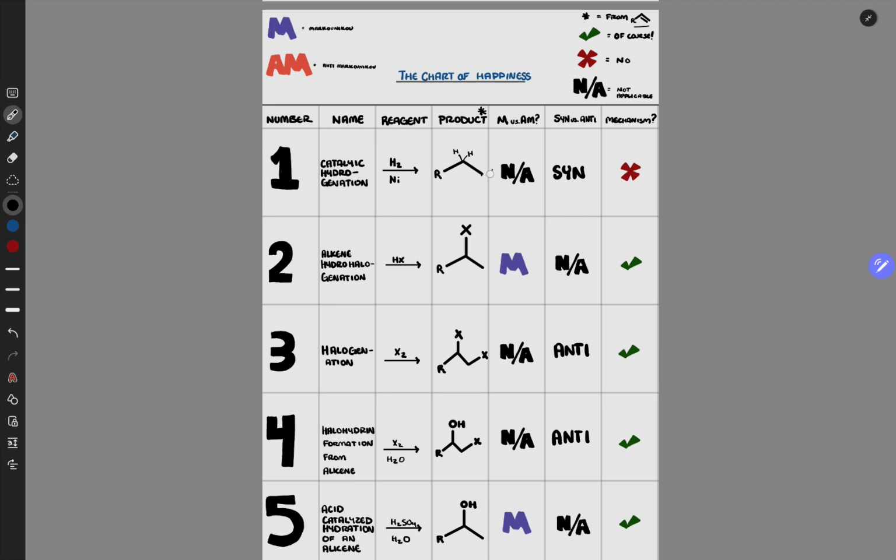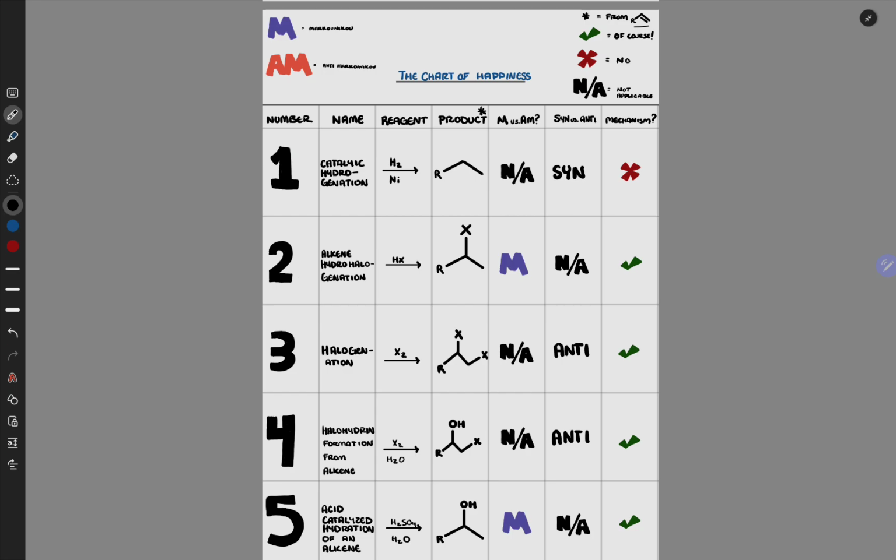All right, so this reaction is not really involved with Markovnikov or anti-Markovnikov, but this reaction is involved in syn addition, which means that when you put something that will add hydrogens above or below this molecule, it'll add hydrogens on the same side, or it'll add it by syn addition. That's important to know. Does this involve a mechanism we need to know? No, don't worry about it.